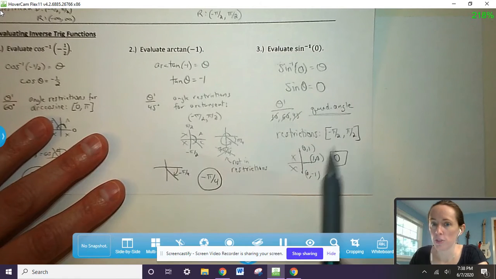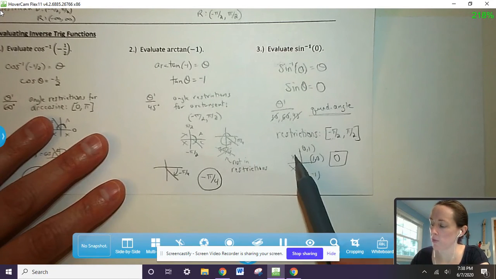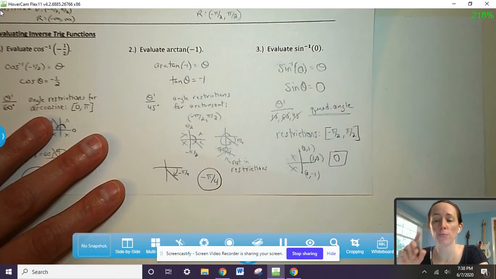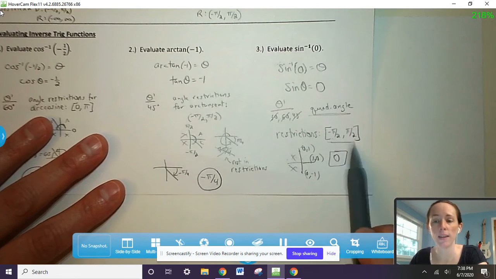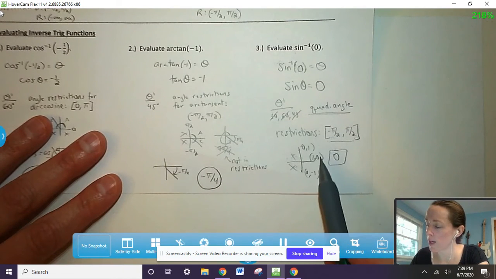So the angle restrictions for inverse sine were negative pi over 2 to positive pi over 2 with brackets. That means you're off limits over here. You can't be to the left of the y-axis. So there's only 3 quadrant angles in that restricted range. It's actually a range for inverse sine. But within the angle restrictions, there are only 3 options. And the one where sine is 0 is right here.